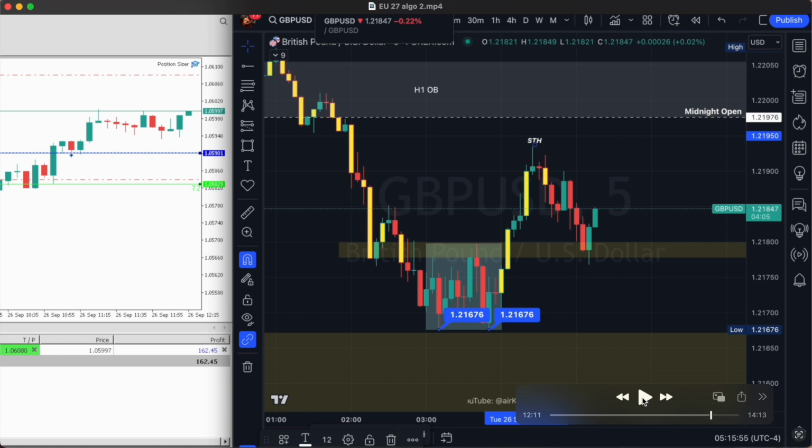So now I'm planning my GU short. We have some short-term liquidity, short-term high, low and OB. Normally I would set my limit order here and then short it down to here. So this is the short I was planning.